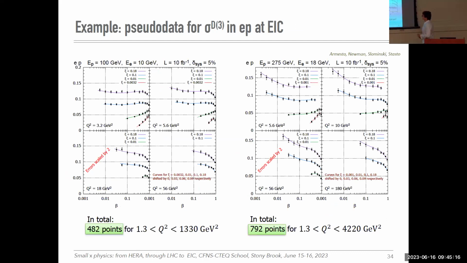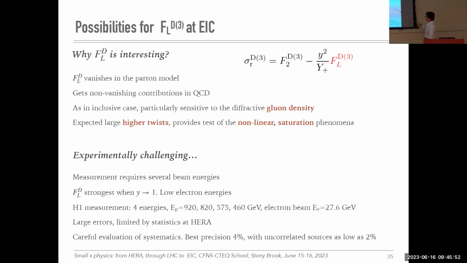And here you have an example of pseudo data for diffraction at an electron-proton collider. In fact, we had to rescale these error bars by a factor of 2 to make them visible. So you see the very, very precise measurement that you can have at the EIC for these diffractive structure functions. And then you can also extract diffractive parton distributions and perform the evolution and all the things that you do with diffraction.